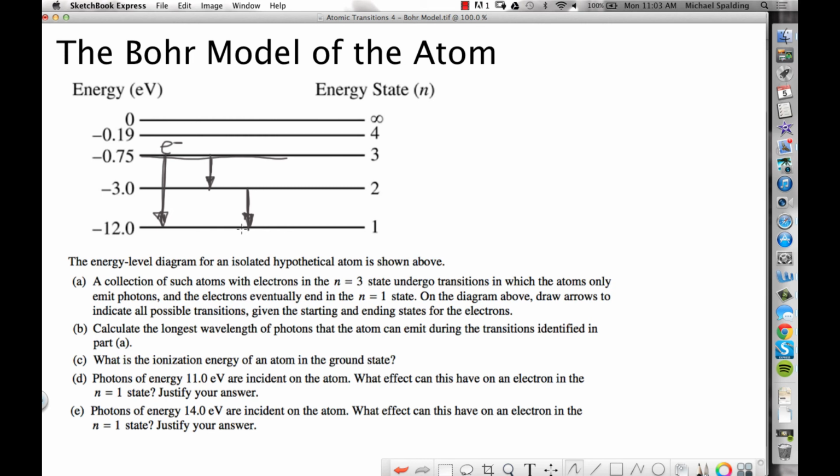Okay, part B. Calculate the longest wavelength. Guys, what are they talking about here for longest wavelength? How else could you describe longest wavelength? I'll give you a hint. c equals wavelength times frequency. c is a constant. Longest wavelength is the same as what?